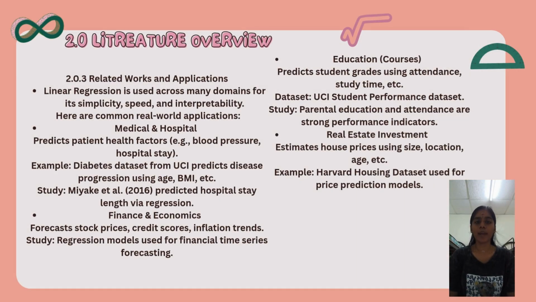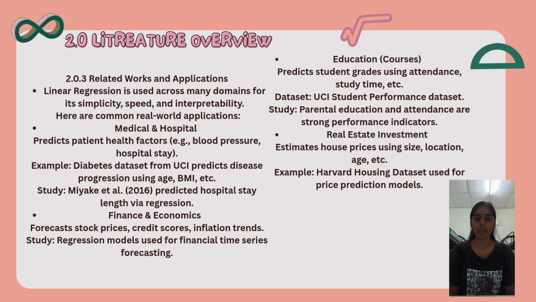Linear regression is widely applied in real-world situations due to its simplicity and accuracy in predicting outcomes. Let's look at some common areas where it's used. In medical studies, it helps predict outcomes like hospital stay duration or disease progression using factors like age or BMI. For example, a study by Meek and colleagues used regression to predict how long patients would remain admitted.